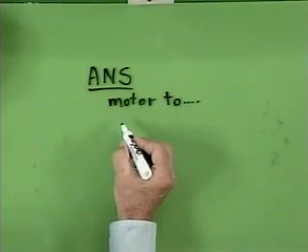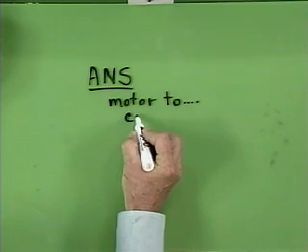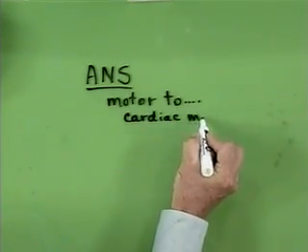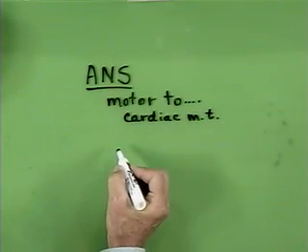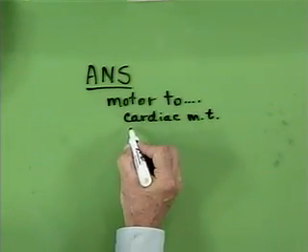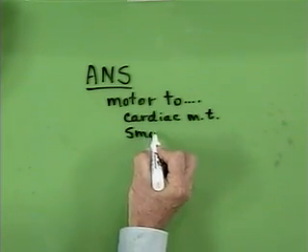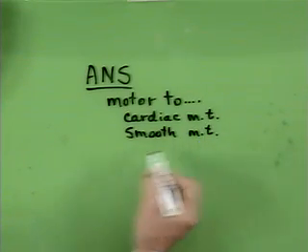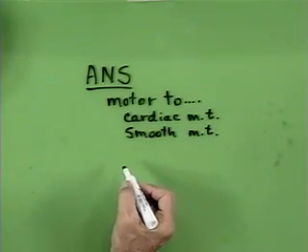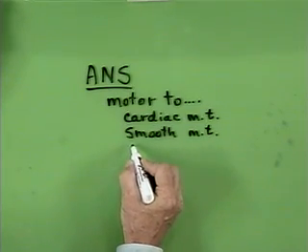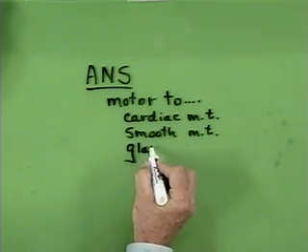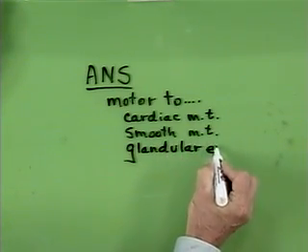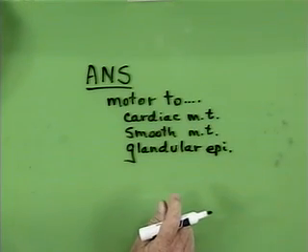Go ahead, Seth. Cardiac muscle. Cardiac muscle tissue. Another one, somebody. Amber? Smooth muscle tissue. And the last one, Adam? Glandular epithelium. I'm just going to write EPI, period, for epithelium.